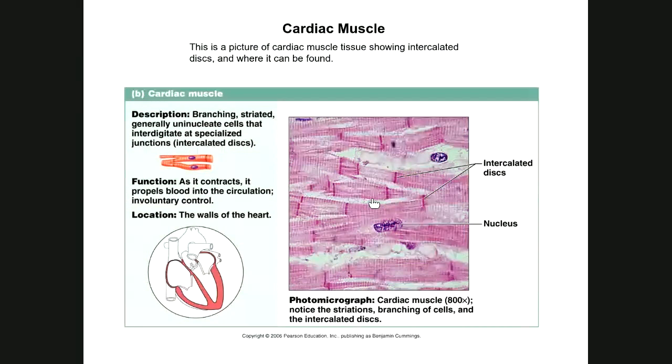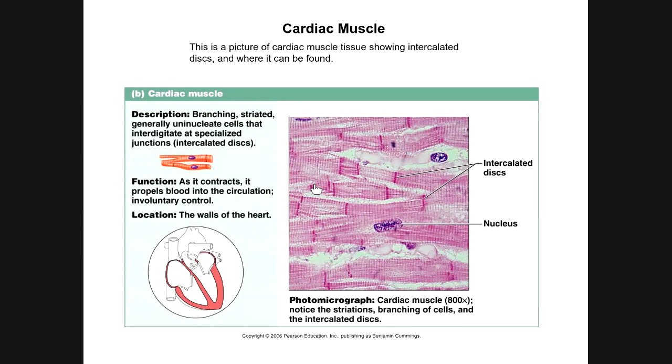You can tell it's cardiac because of the striations for one, but where the cardiac cells fuse to another cardiac cell, you see these dark linear structures here called intercalated discs. It's where the membranes have fused between this cardiac cell and the one over here, between this cardiac cell and the one over here, this cardiac cell and the one over here.